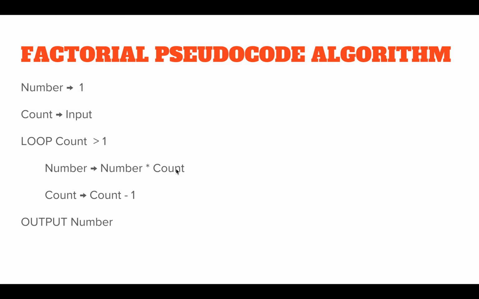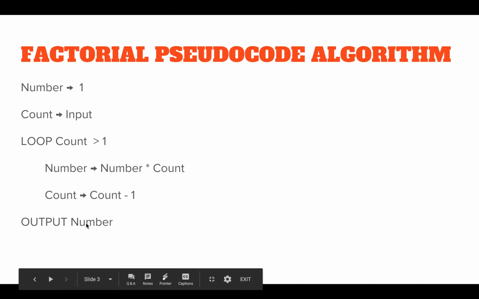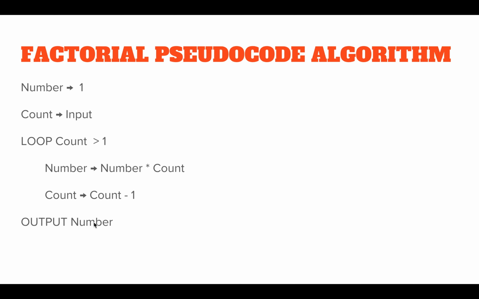60 times 2 is 120. Store that. 2 minus 1 is 1. Is 1 greater than 1? No, it's not. Skip this, print the latest number we have, which was 120. And so we had 5 factorial equals 120.